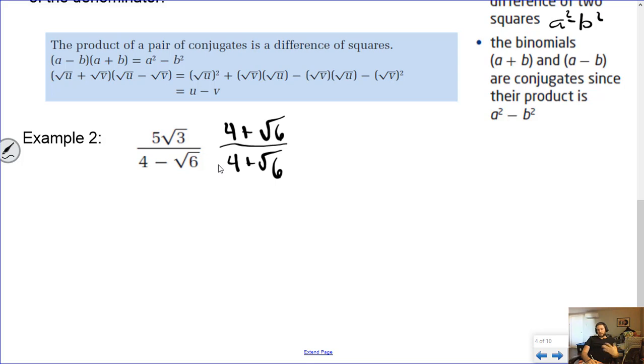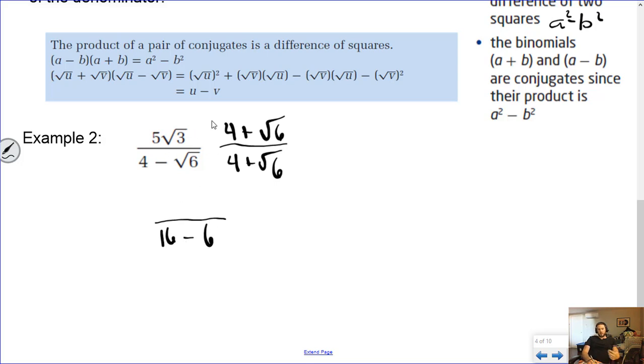Okay, so now let's expand and simplify. So 4 minus root 6 and 4 plus root 6, those are conjugates. And what do we know about conjugates? When we multiply them, we get the difference of squares. So my new denominator is going to be 4 squared, which is 16, minus root 6 squared, which is 6.